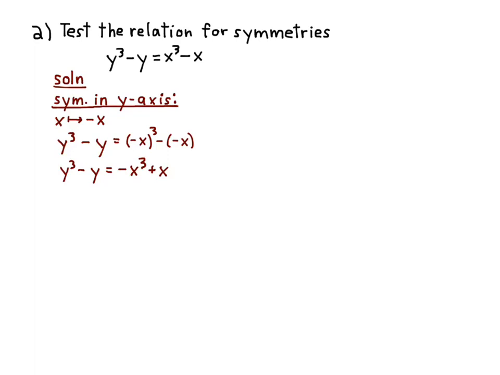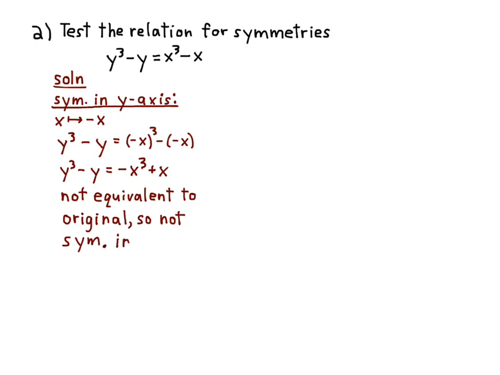And you'll notice, if you look at this, the original on the left side, y cubed minus y, I've got the same thing on the left side. But on the right side, x cubed minus x, I've got the wrong sign. It's negative x cubed plus x. So these two are not equivalent. By using proper algebraic rules, you can't change one of these into the other one. And so they don't have the same graph. So they're not equivalent. And that means that this relation is not symmetric in the y-axis.